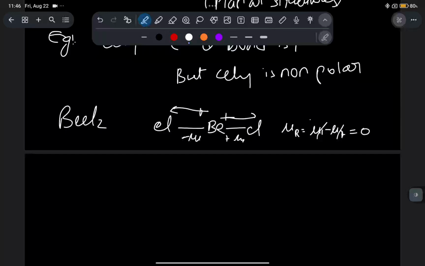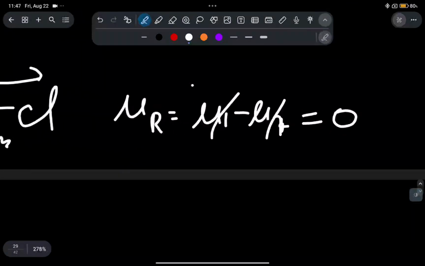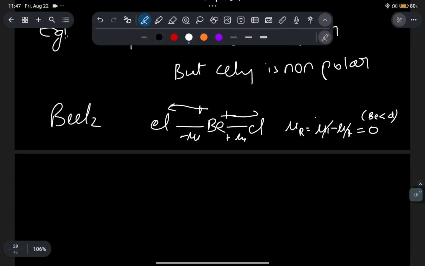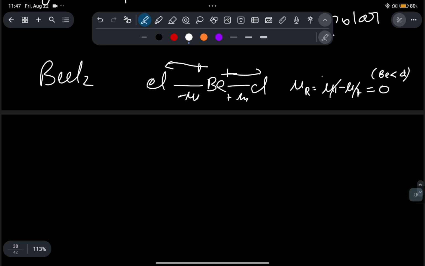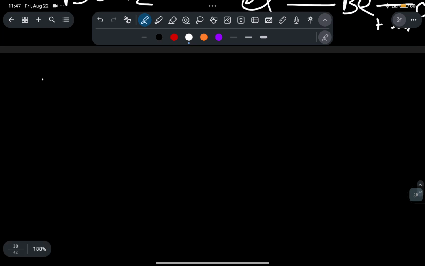Like this you can calculate the dipole moment. But before the dipole moment, you should know the central atom and the high electronegativity atom. So here the electronegativity of B is less than Cl. So the dipole will be 0. In CCl4 it is non-polar because of that symmetry. C and Cl bonds are polar, but the structure is non-polar.